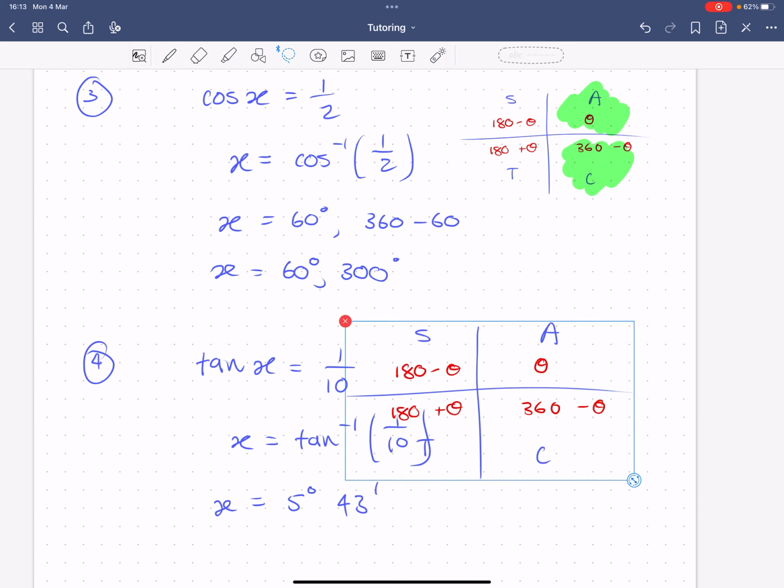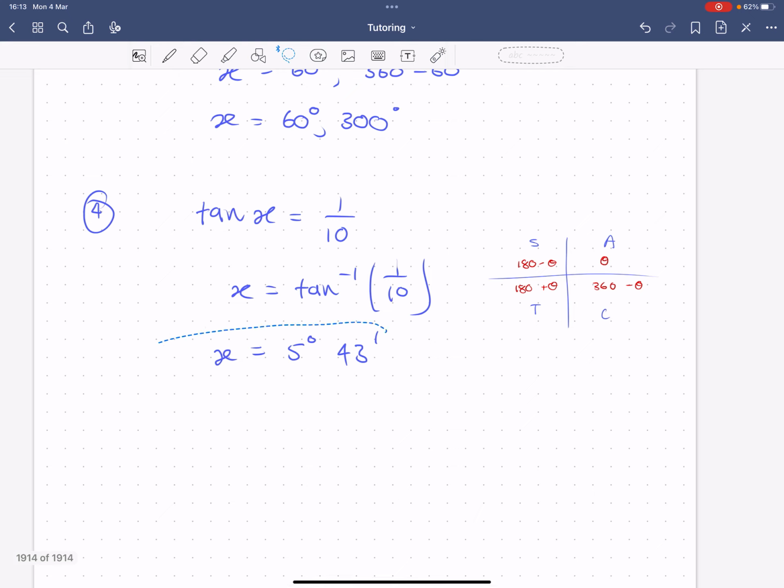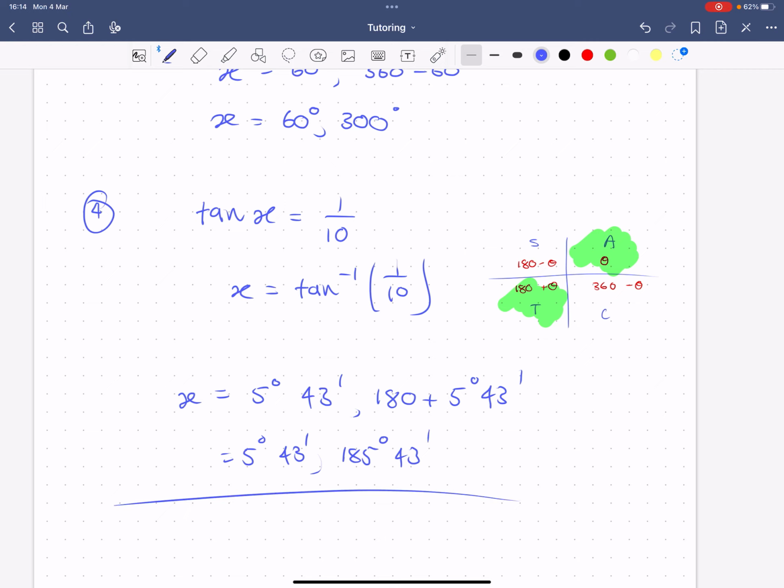After we've done that, again, remember trigonometric equations have two solutions. We have to think, okay, what is my second answer going to be? The number 1 on 10 is a positive number, so we know we're looking for where tan is positive. We know tan is positive in the first quadrant, all of them are positive in the first quadrant, but we also know it's positive in the third quadrant, and the third quadrant tells us 180 plus. If we do that, we get 5 degrees 43 minutes and 185 degrees 43 minutes. Those are my two solutions there.